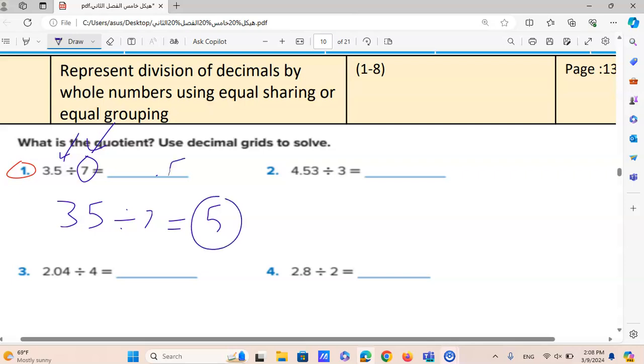I have only 5. 5 is here. And here I put 0 because 0 is called a placeholder. Any place value without a number, you can put 0 because it's a placeholder.